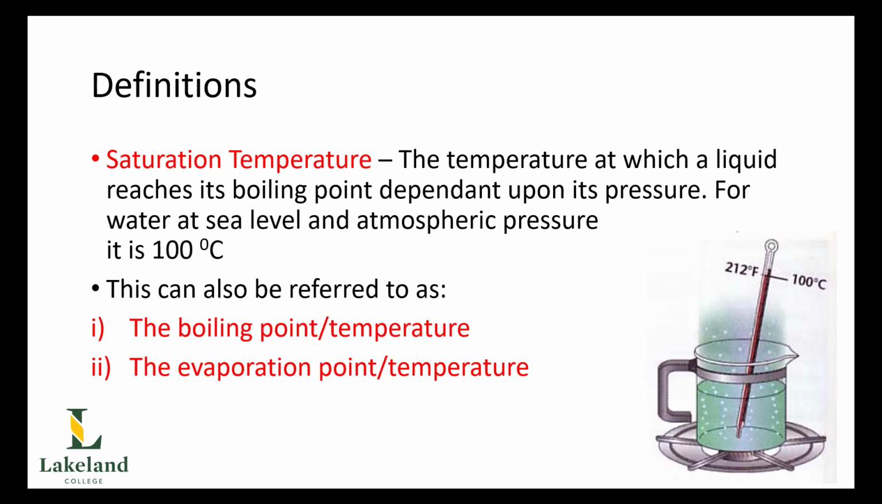The next definition we need to mention is saturation temperature. Saturation temperature can also be referred to as the boiling point, or the boiling temperature, the evaporation point, or the evaporation temperature. Same thing. This is simply the temperature at which our liquid reaches its boiling point. Now, this of course depends upon its pressure, because pressure and temperature are linked, as we'll see on our steam tables later in this chapter. Now, of course, for water at sea level and atmospheric pressure, our boiling point is 100 degrees Celsius or 212 degrees Fahrenheit.